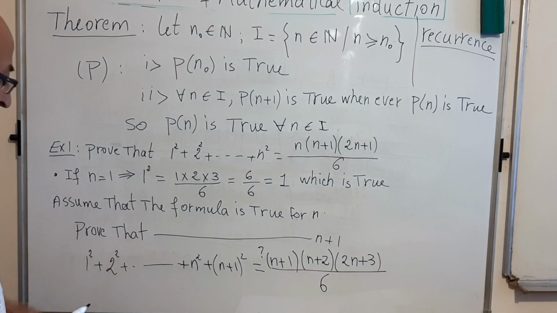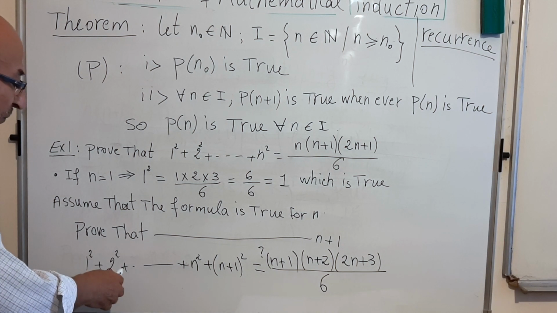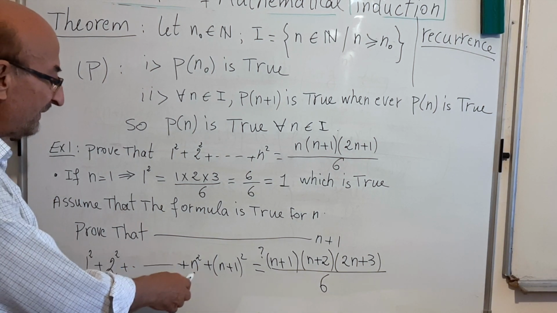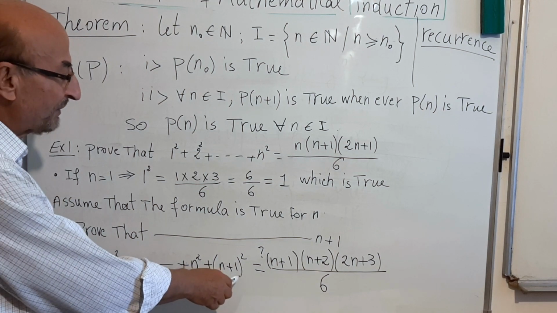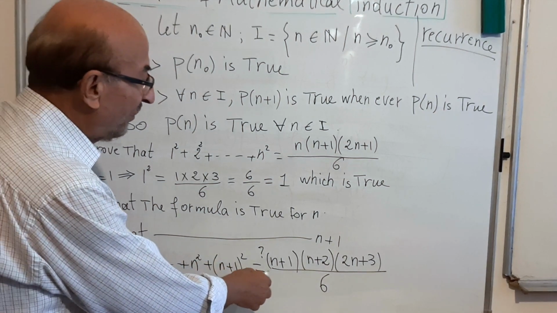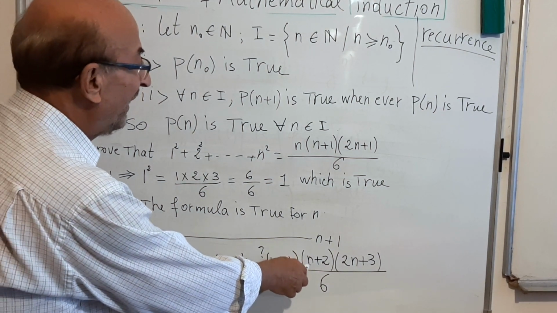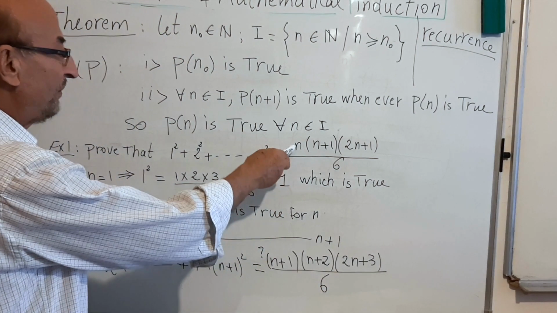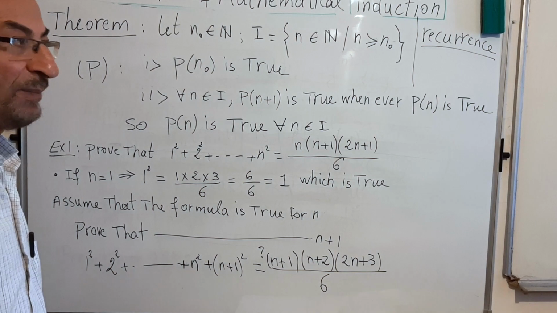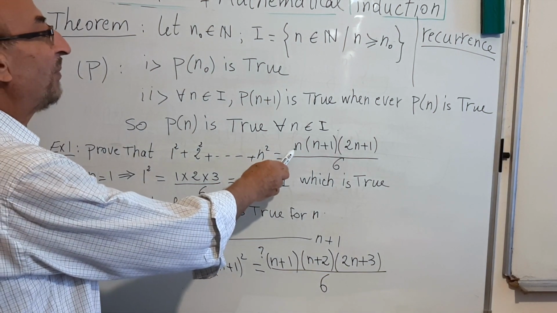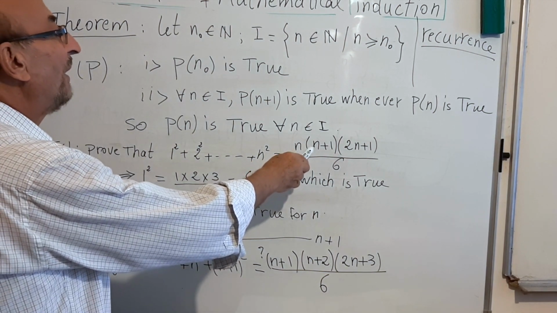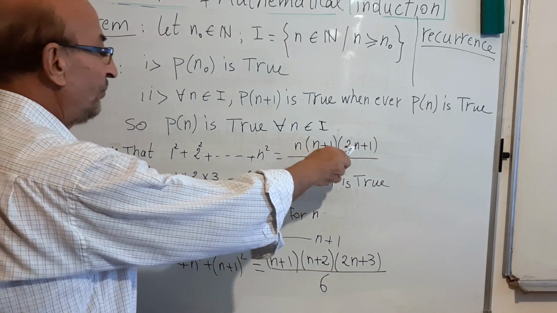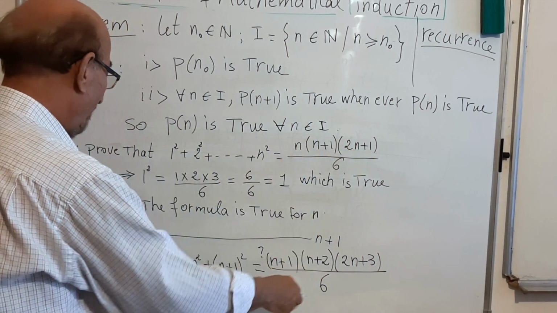Prove that 1 square plus 2 square plus etc. plus n square plus n plus 1 square equal n plus 1, n plus 2, 2n plus 3 over 6. We substitute n by n plus 1: n plus 1, n plus 2, and 2n plus 3 over 6.